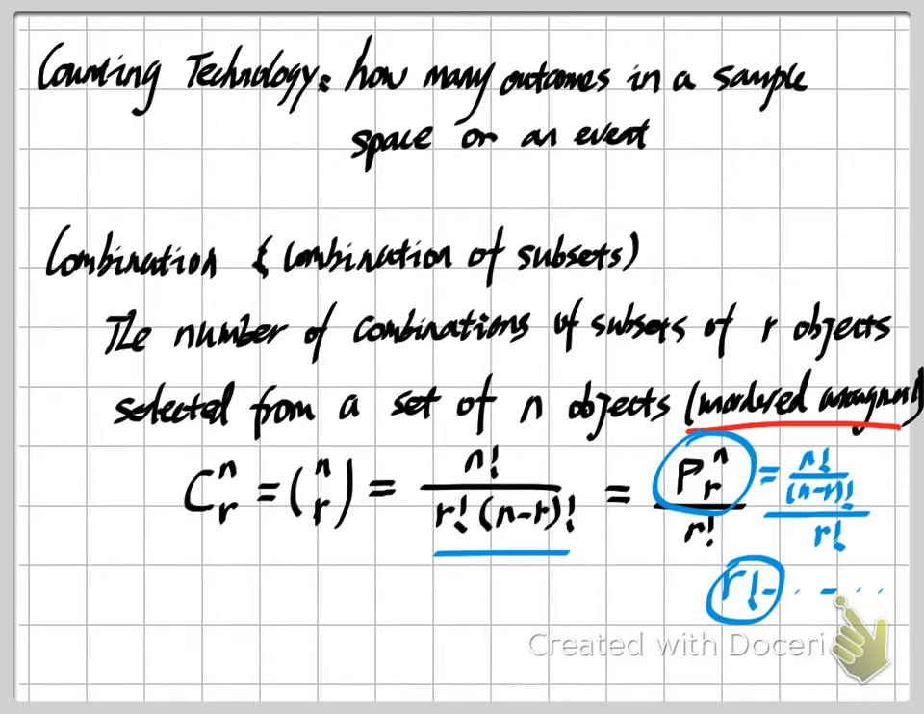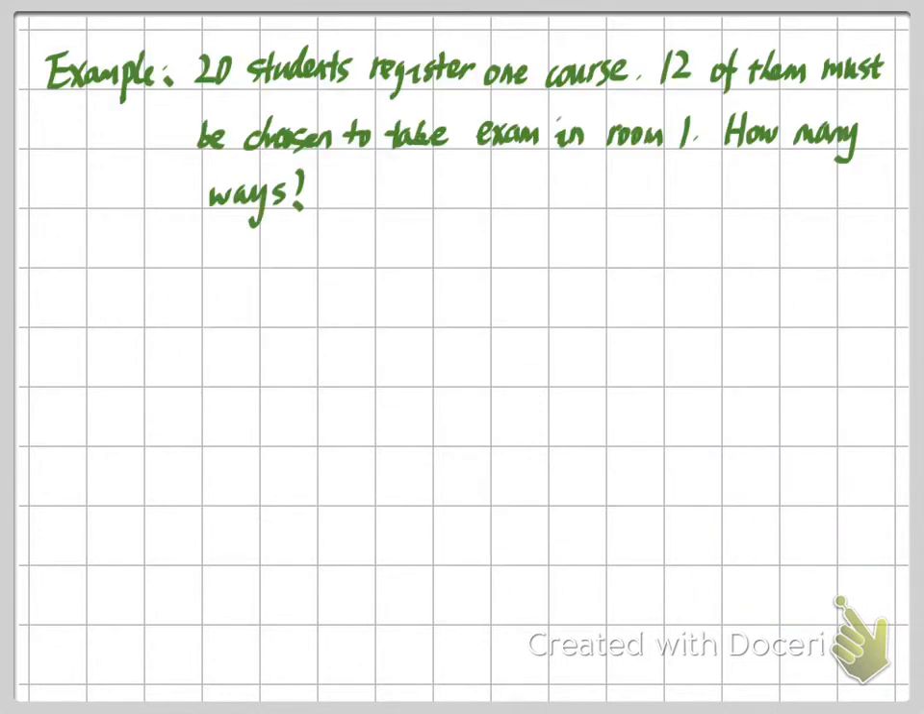Now let me give you an example. Assume we have 20 students registered in one course, and now we need to arrange their exam. Maybe because of the size of the room, we need to select 12 of them and let them take the exam in classroom 1. So the question is, how many arrangements can we have?